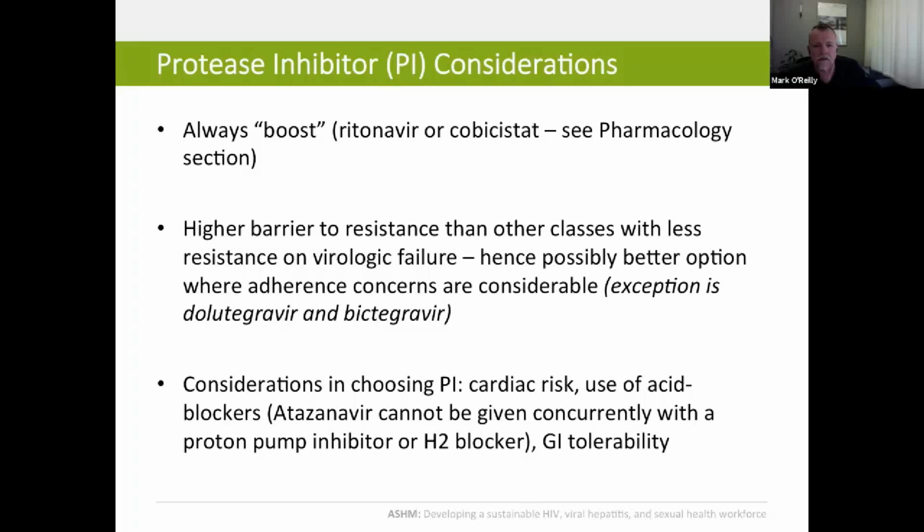Bearing in mind, though, that dolutegravir and bictegravir, the two unboosted integrase inhibitors we talked about earlier, both also have a very high barrier to resistance as well. So while the protease inhibitors have a high barrier to resistance along with the integrase inhibitors, they do require boosting. So when you're choosing a protease inhibitor, if that's your choice, you need to think about the cardiac risk, so increasing lipids, and the use of acid suppressing drugs, which you can't give concurrently with a proton pump inhibitor, and the gastrointestinal tolerability as well. They are associated with some GI upset and some diarrhea.